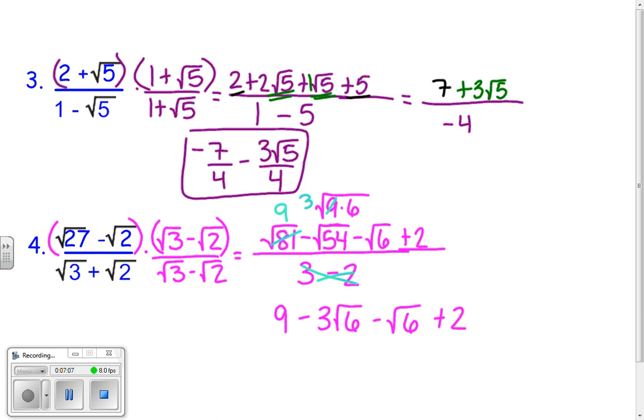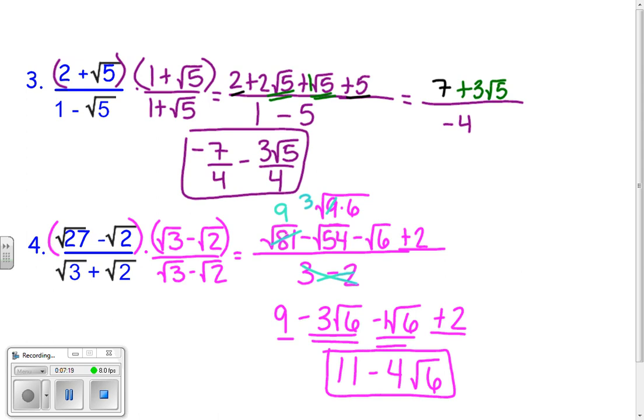And don't forget the denominator went away. So 9 plus 2 is 11, and negative 3 root 6 minus 1 root 6 is negative 4 root 6. And that's your final answer. Your goal when you're done all of these is to make sure that there are no radicals in the bottom.